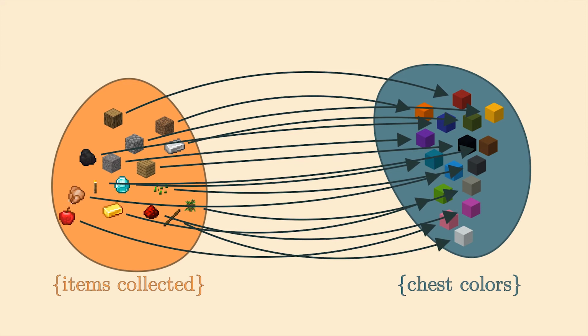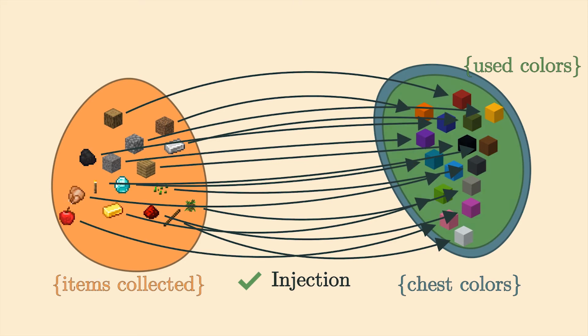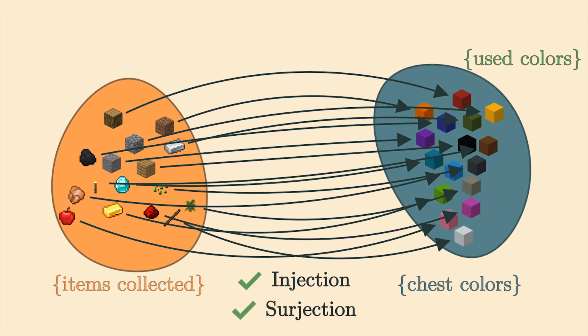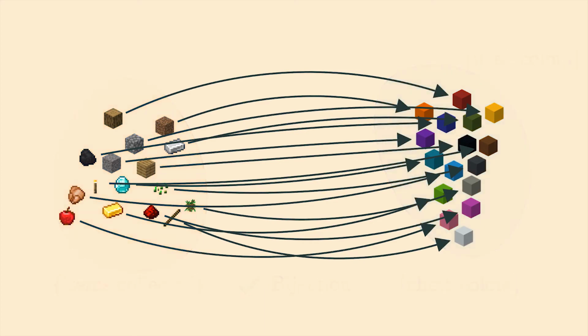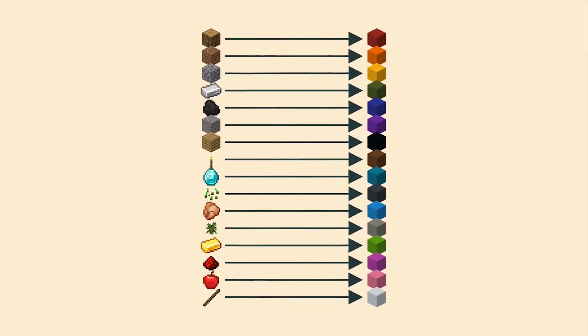Since there's only one item in each chest, Bob is injective, and because we've used up all the available chest colors, Bob is surjective. With these two properties, we say that Bob is bijective. Any function with both of these properties, injectivity and surjectivity, is said to be a bijection. In other words, bijective just means that I can perfectly pair off the elements of the domain with the elements of the codomain.